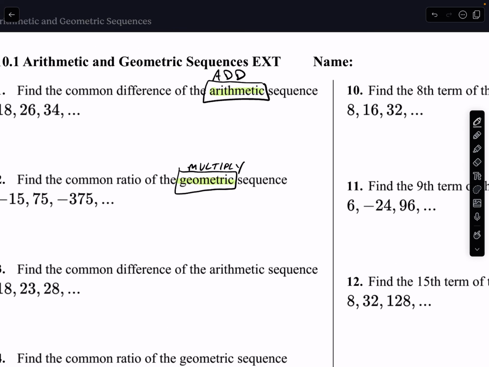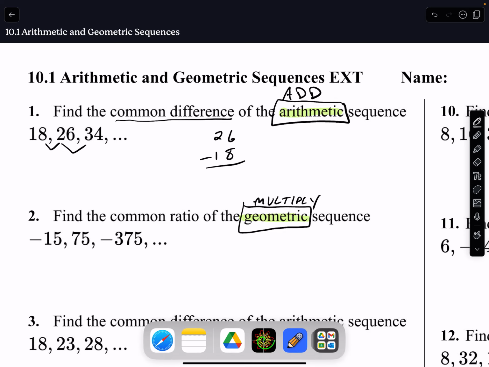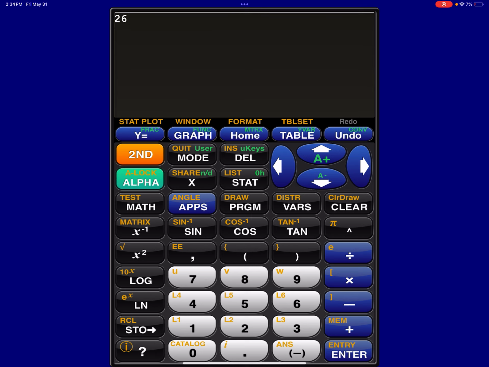Okay? So first things to start off with is number one. If we have an arithmetic sequence, this is like a linear function, and we find a common difference between all of the numbers. So if you can see here, the difference between these numbers is the same. And what is the difference? If you just do 26 and you subtract 18, okay, so if you're not sure, go to your calculator. You're going to use your calculator quite a bit here. 26 minus 18, and you're going to see the difference is 8.